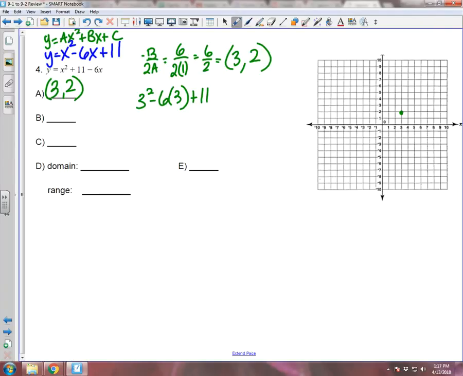Got your vertex on there? Draw your axis of symmetry in, please. What is the equation of the axis of symmetry? Will this thing be a max or a min? Min? Okay. All right. Let's put it in there.